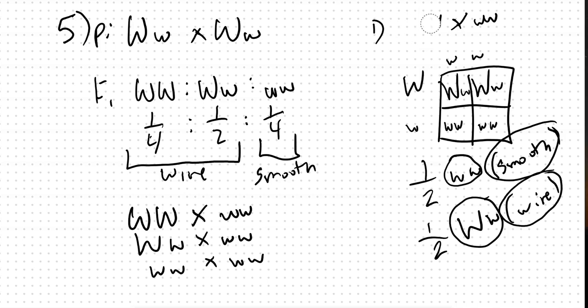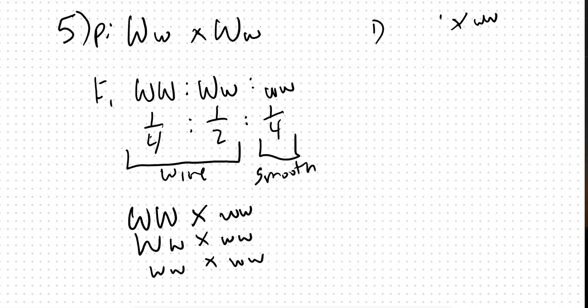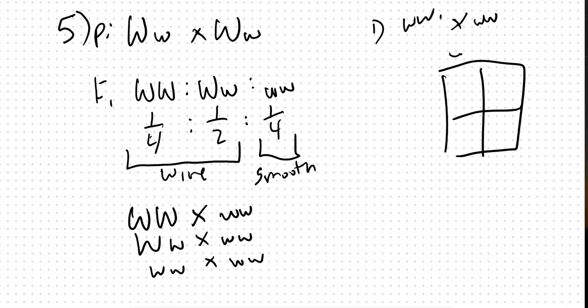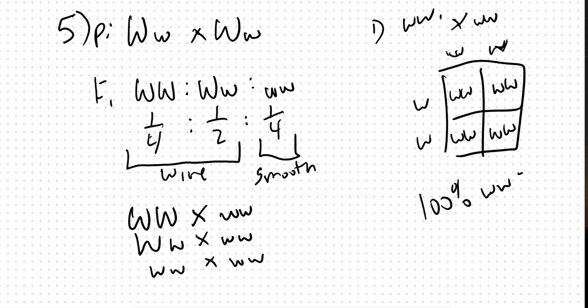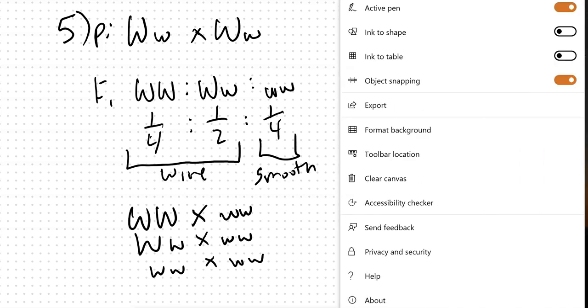And then we just do the last one, which is pretty easy. We already know that 2 homozygous recessives are only going to produce homozygous recessives. So again, this is going to be 100%. So 100% going to be little w, and that's going to be smooth. So genotypic, phenotypic ratio, 100%. All right, so that's question 5. Question 6.